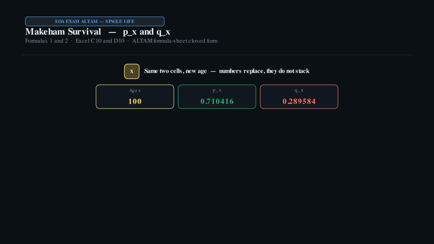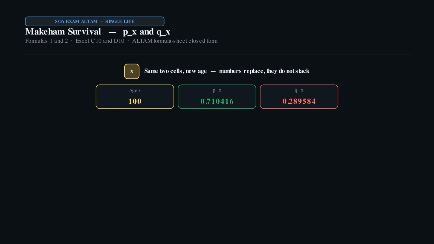Watch the same two formulas as age walks from 20 to 100. At 20, P is 0.999750 and Q is 0.000250. At 40, Q has only reached 0.000527, the 1.2 times SULTQ40 that the UL tab later pastes by hand.